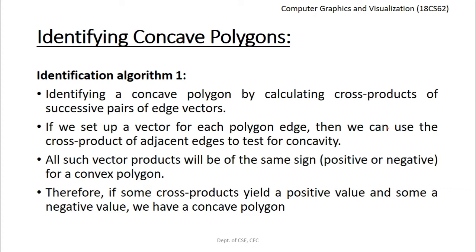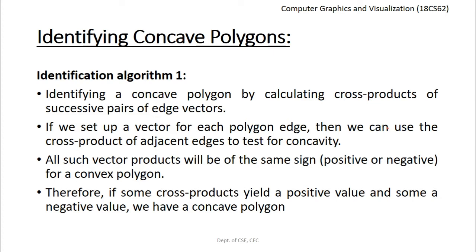Identifying a concave polygon by calculating the cross product of successive pairs of edge vectors. In the first algorithm, we identify a concave polygon by calculating the cross products of successive pairs of edge vectors. If we set up a vector for each polygon edge, then we can use the cross product of adjacent edges to test for concavity. All such vector products will be of the same sign for a convex polygon.